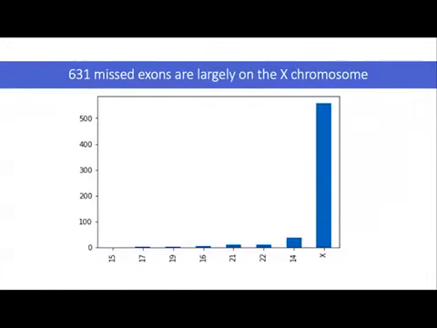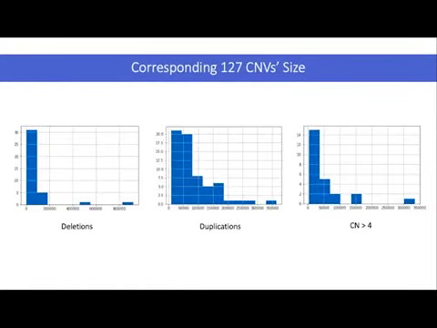I further wanted to investigate the 631 exons that were missed by all three callers. Largely, those CNVs were on the X chromosome, suggesting that the pipeline may need to evaluate CNVs on the sex chromosome separately from those on the autosomes. I further characterized the CNVs by size and saw that most of them ranged from 100 base pairs to less than 200 kb with a few outliers, and that was across deletions, duplications, and copy numbers called with a number greater than 4.